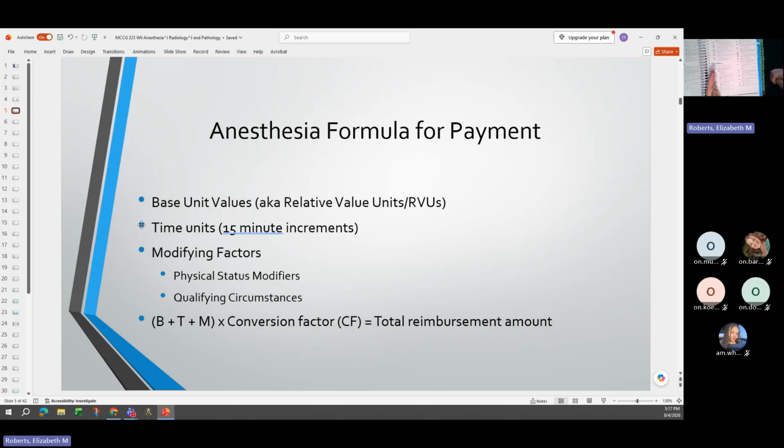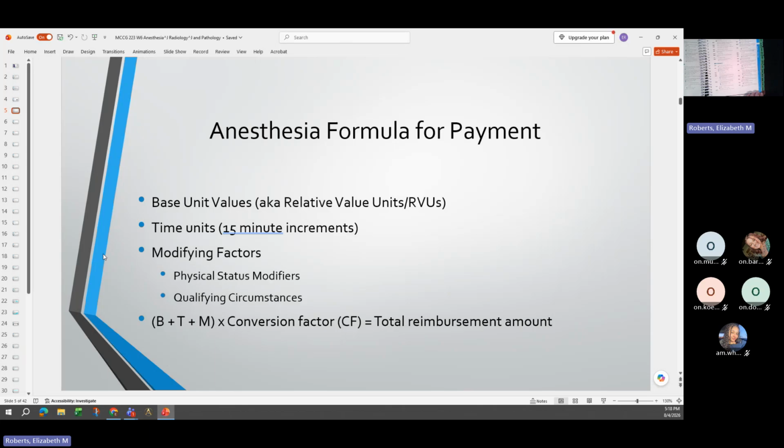In that case, you would use 1 unit, right? 1 time unit. On the other hand, let's say for our 85-year-old patient, it took 2 hours. Time units are generally reported in 15-minute increments. So if it took our surgeon 2 hours to complete the surgical procedure for our 85-year-old patient, and we had 2 hours of anesthesia time, then what is that?